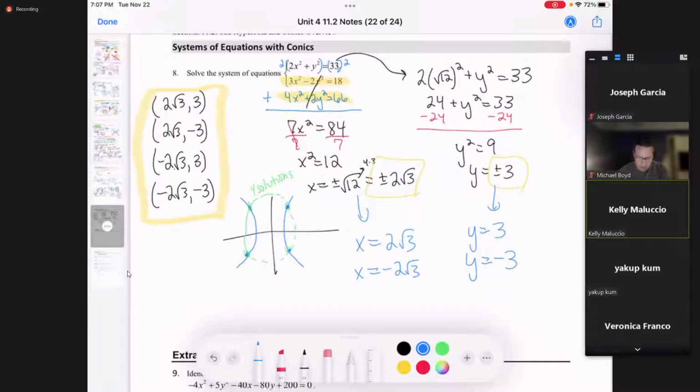So I could pair these 2 up and these 2 up, and then I could pair these 2 up and these 2 up. And that's how I got all 4 of the answers, because your answers are in XY form, right? So that's how I got those answers. Okay, good question.